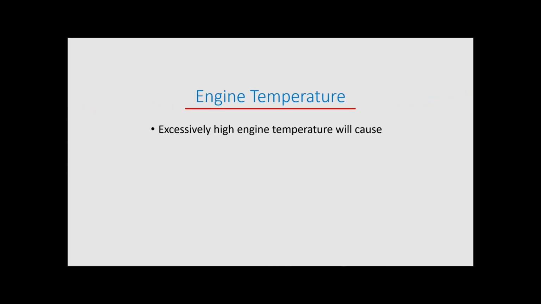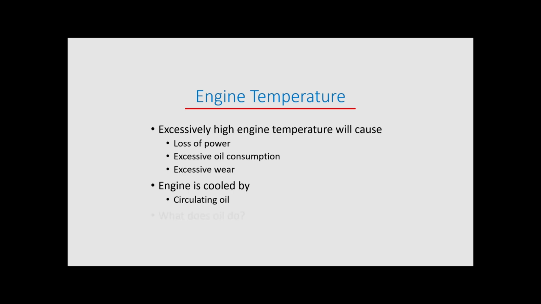Excessively high engine temperature will cause loss of power, excessive oil consumption, and excessive wear. The engine is cooled by circulating oil. And what does the oil do? It reduces friction and absorbs heat from internal engine parts.